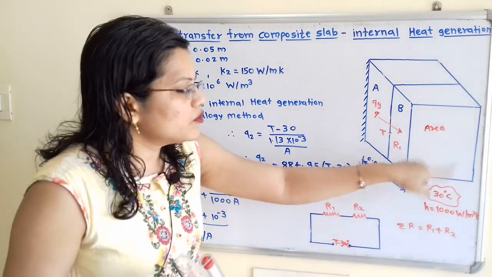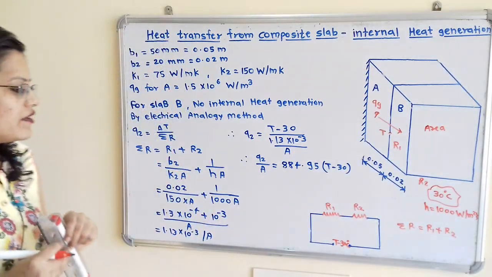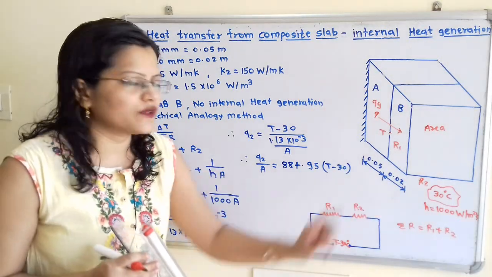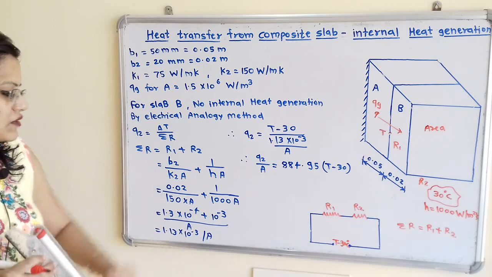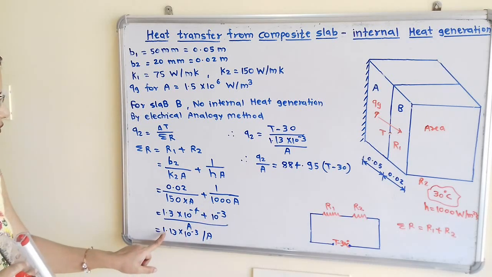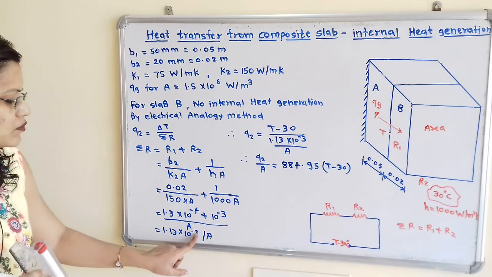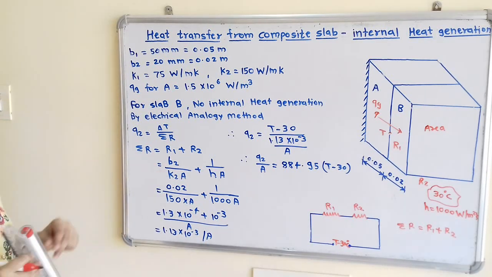Now for R2, a convection process is taking place. So for the convective heat transfer coefficient H, we have to use for R2, 1 upon HA, that is 1 upon 1000 A. Now when we solve this, we will get the answer 1.13 into 10 raised to minus 3 divided by A.